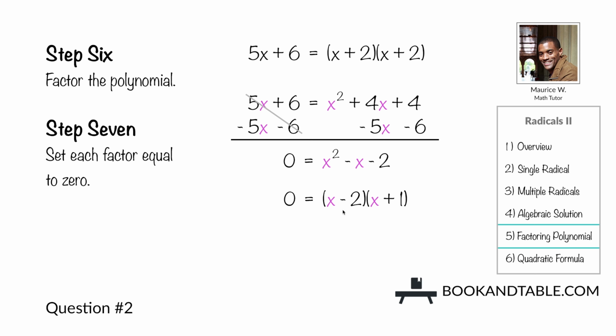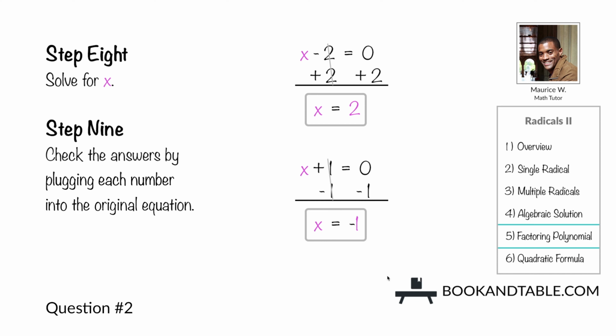And now step 7, set each factor equal to 0. So x minus 2 is equal to 0 and x plus 1 is equal to 0. And now we want to solve each of these for x. So x minus 2 is equal to 0. We add 2 to both sides, giving us our first potential answer of x is equal to 2. The second factor was x plus 1. We subtract 1 from both sides, giving us our second potential answer of x is equal to negative 1.